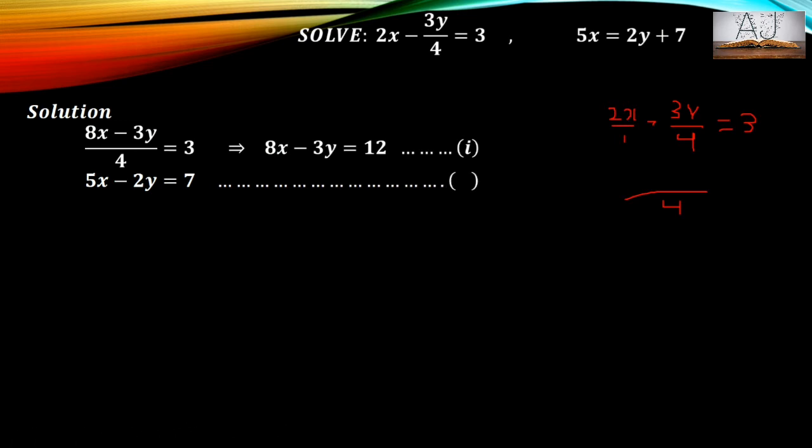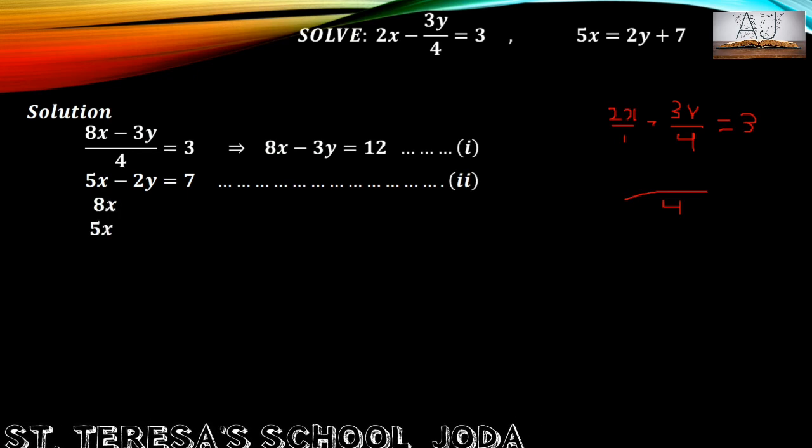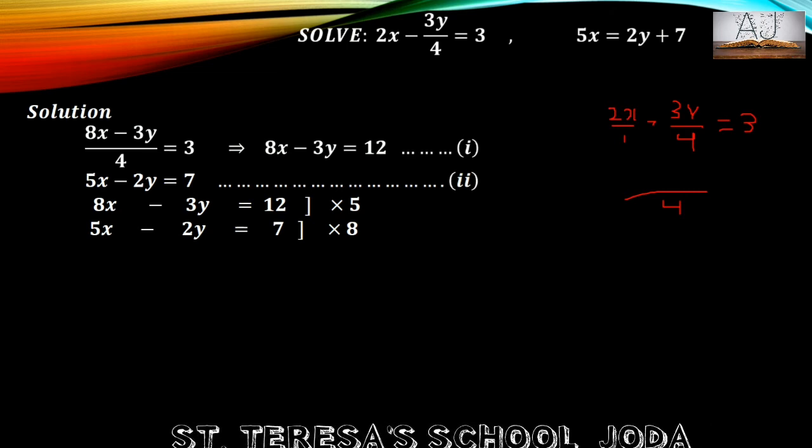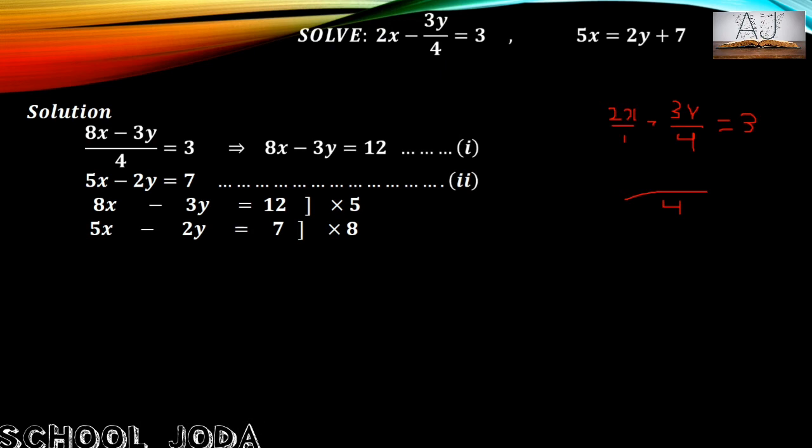Now the second equation, in the same way, I have taken 2y to the other side. So 5x minus 2y equal to 7. Now we have to make the x coefficients equal. LCM of 8 and 5 is 40. So 8 into 5, 5 into 8. So in the first equation multiply by 5, in the second equation multiply by 8.